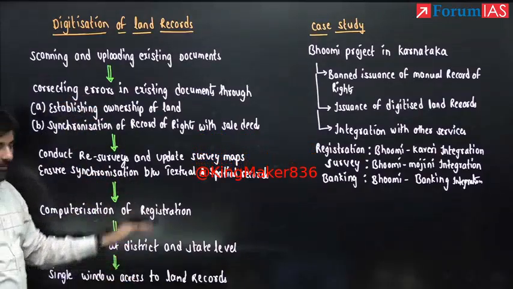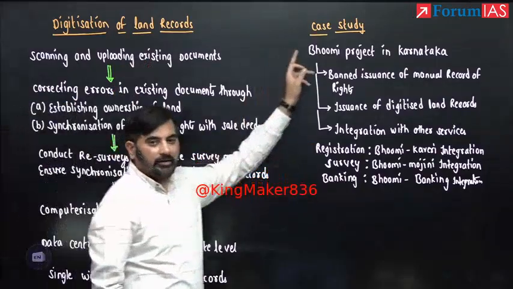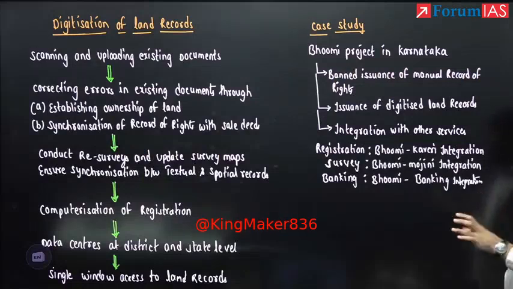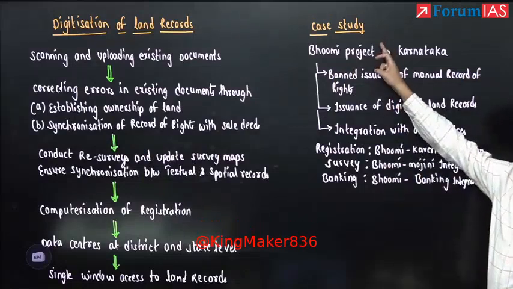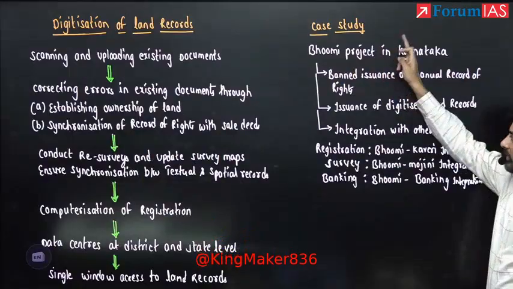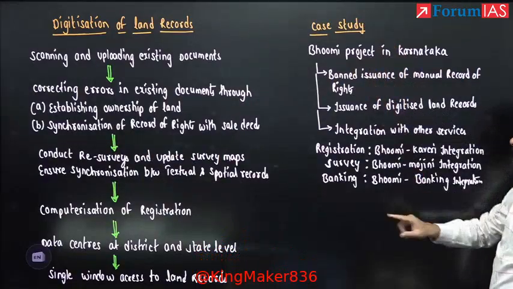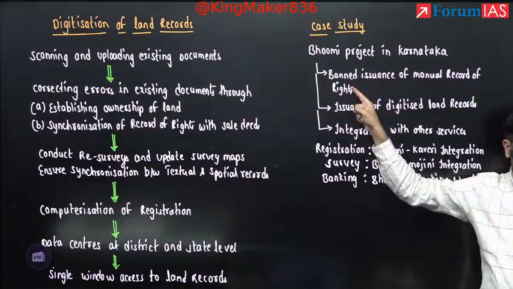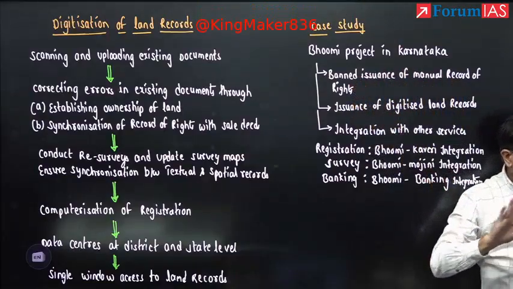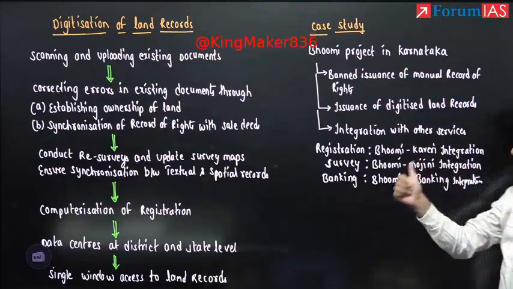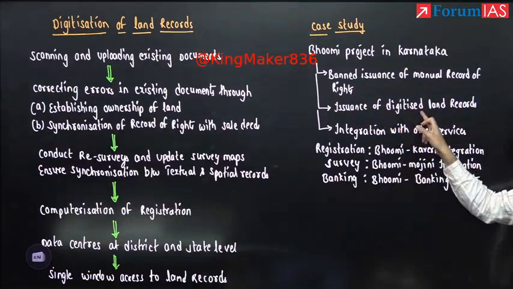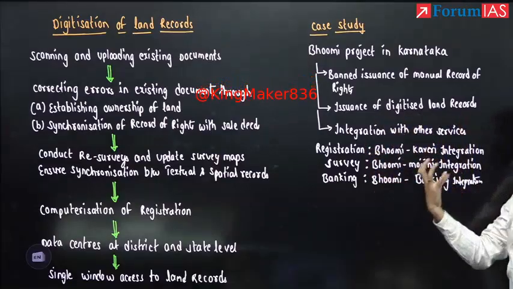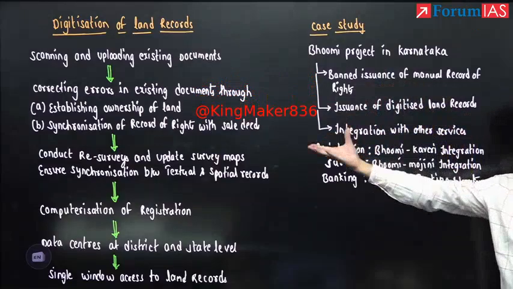One of the states which has done all these things is Karnataka. In Karnataka, there is a project called the Bhumi project. Can you see what they have done in the Bhumi project? They have banned issuance of manual record of rights. Record of rights are always digitized. Second, they have started issuing digital land records. Third, they have integrated land records with other services.